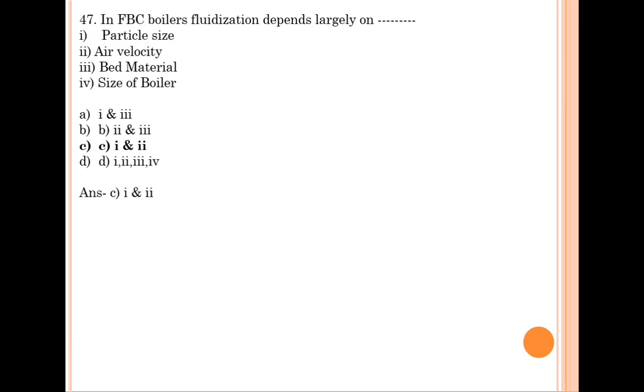In FBC, that is fluidized bed combustion boiler, fluidization depends largely on particle size, air velocity, bed material or size of the boiler. So basically it depends upon particle size and air velocity. So option C, that is particle size and air velocity, is the right answer.